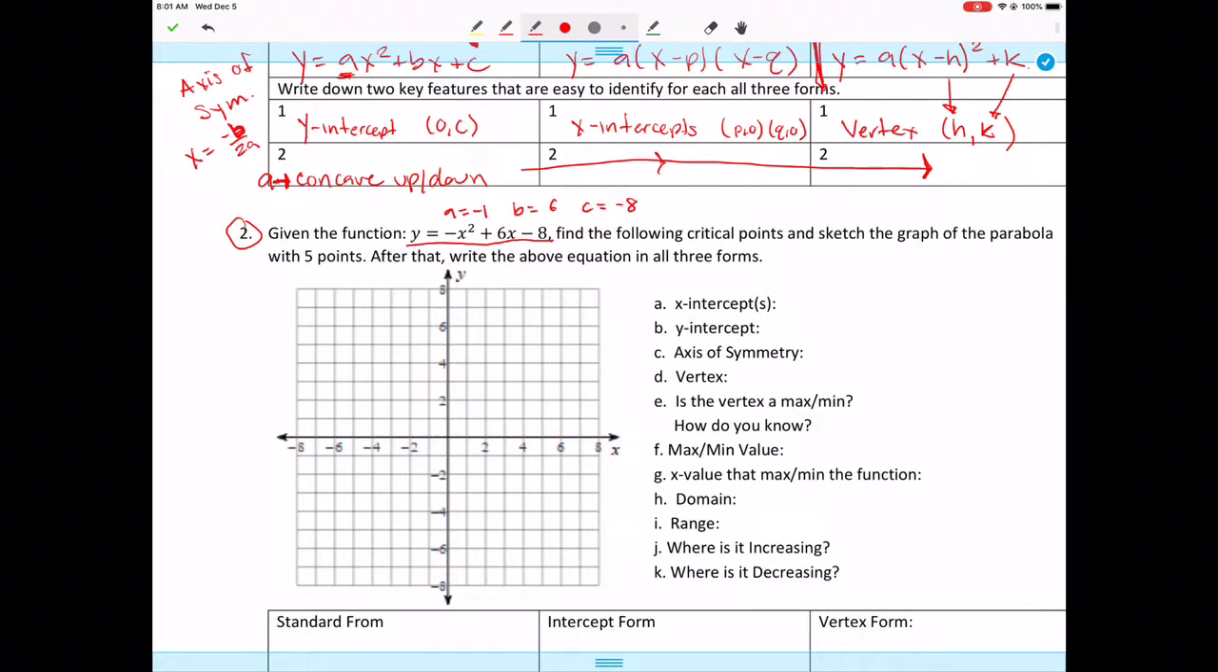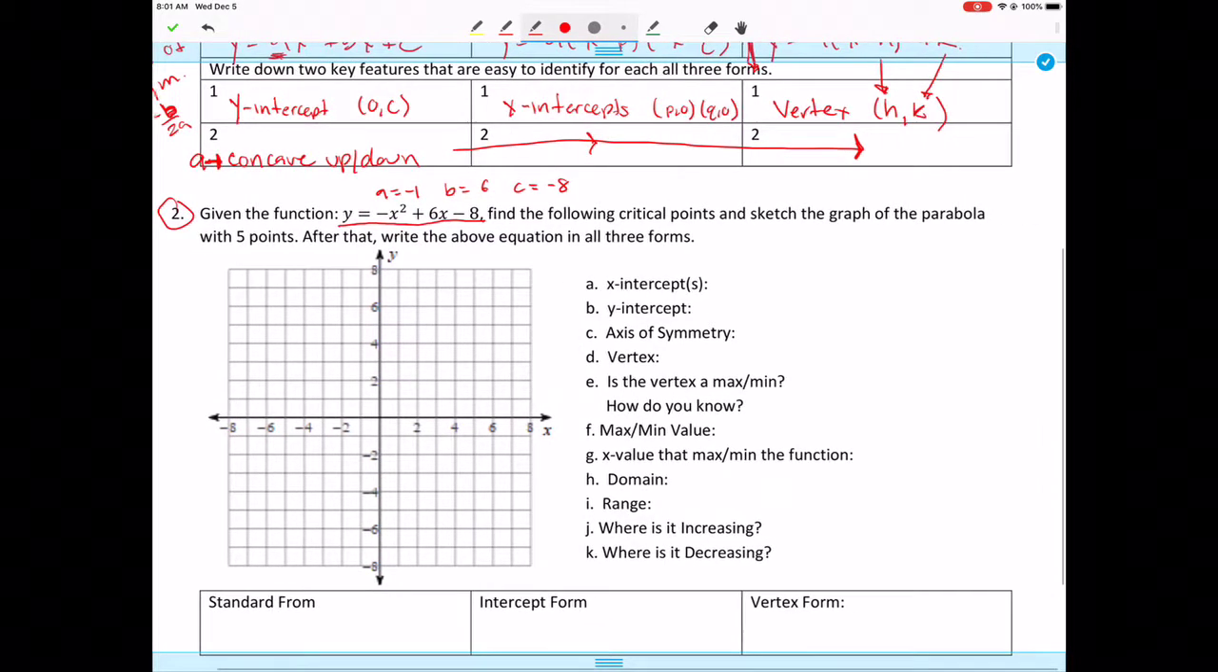So we know what b is, we know what a is, so we can find our axis of symmetry really quick. Axis of symmetry equals negative b, which is 6, all over 2a. And that gives us 3. So our axis of symmetry is x equals 3. Make sure you write x equals, otherwise it's not a line. Axis of symmetry is a line. So I'll draw this axis of symmetry.